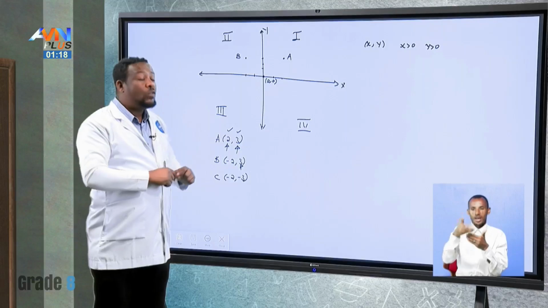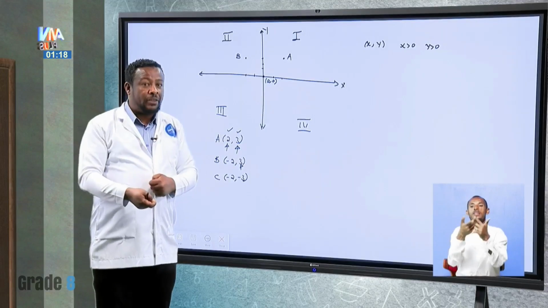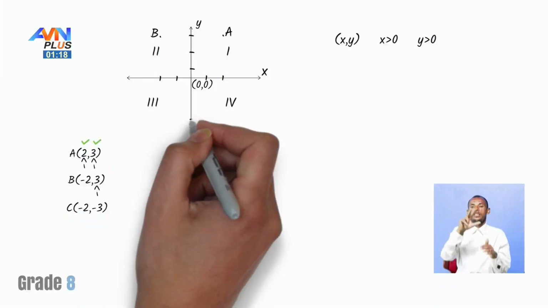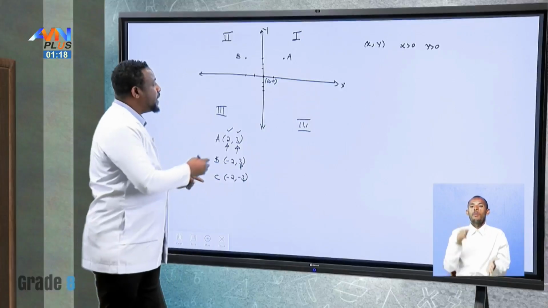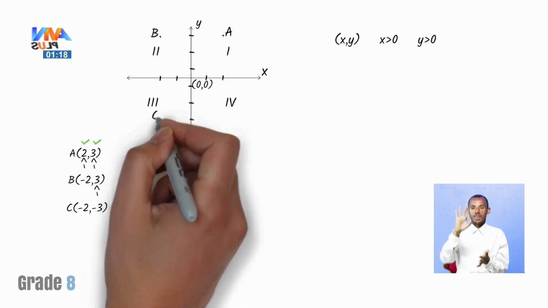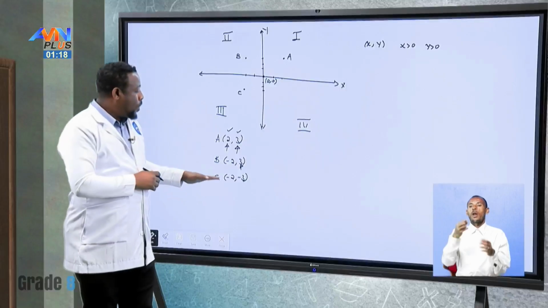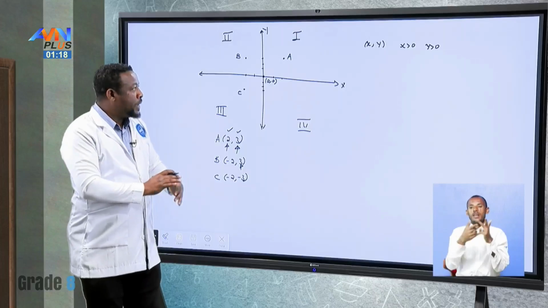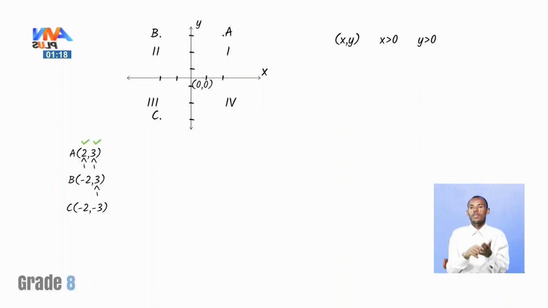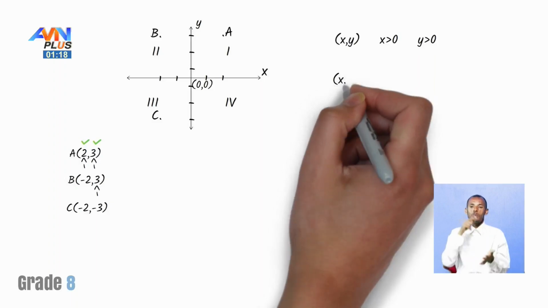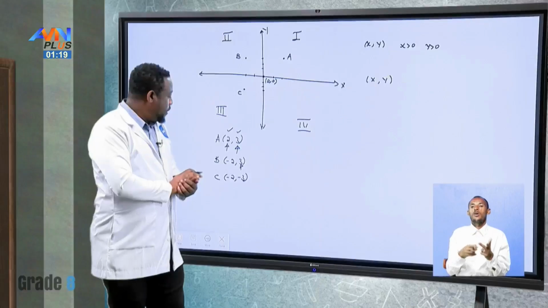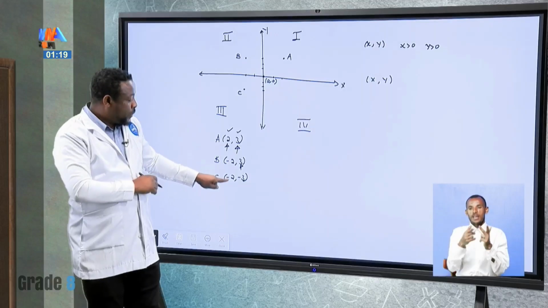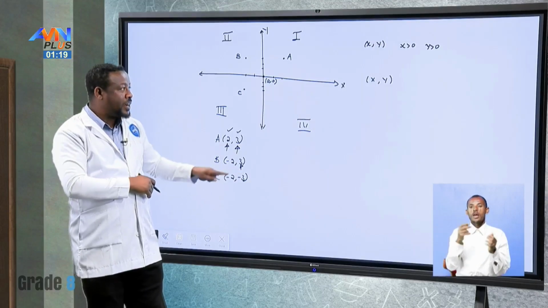Then the value of y, or the second entry, is negative. Therefore, you need to count 3 units downward, okay? So point C is located somewhere around here, okay? So point C is a third quadrant point, okay? Here, I want to tell you the characteristics of the point in the third quadrant. Look, this point is a third quadrant point. As you can see here, both the entries are negative.